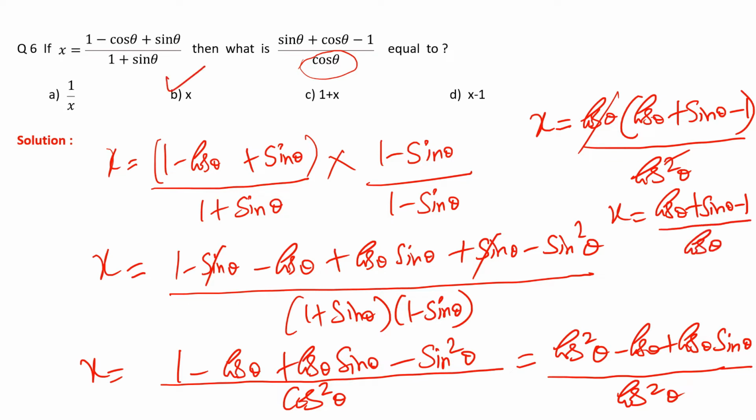So that means B option is correct. The given expression sin theta plus cos theta minus 1 whole divided upon cos theta is just equal to x. Now we move to our next problem.